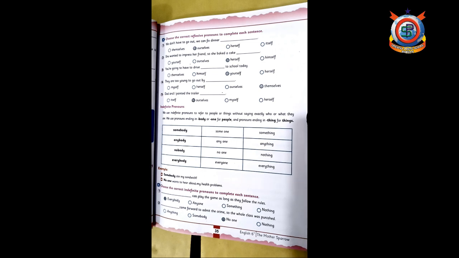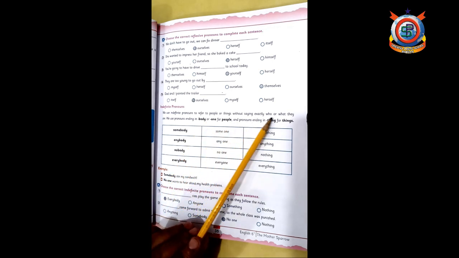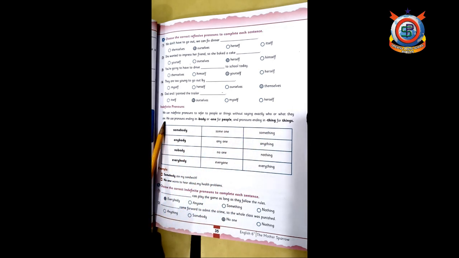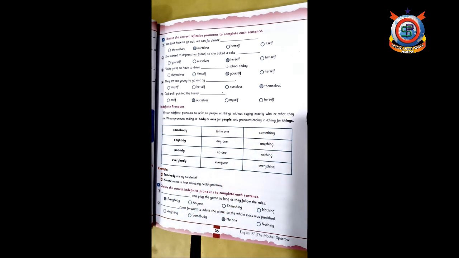We use indefinite pronouns to refer to people or things without saying exactly who or what they are. We use pronouns ending in body or one for people and pronouns ending in thing for things.